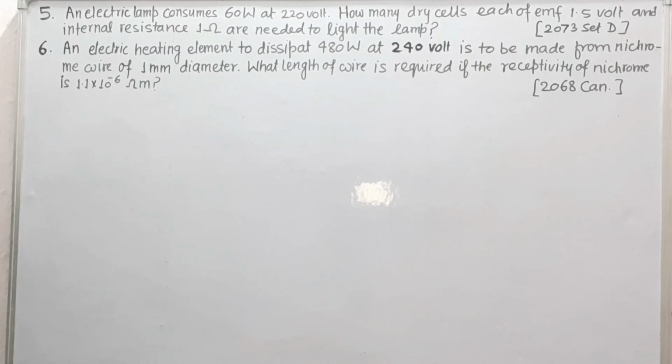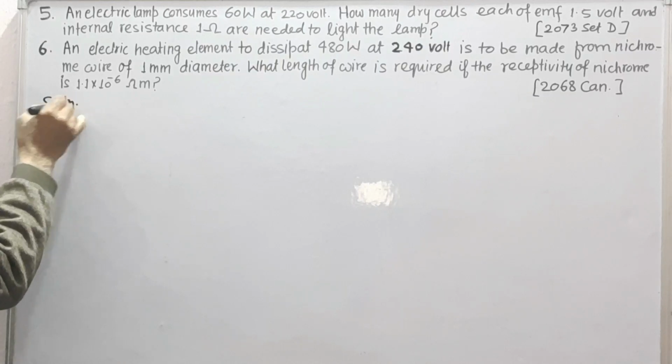Next, question number 5. The question is, an electric lamp consumes 60 watt at 220 volt. How many dry cells, each of EMF 1.5 volt and internal resistance 1 ohm, are needed to light the lamp?